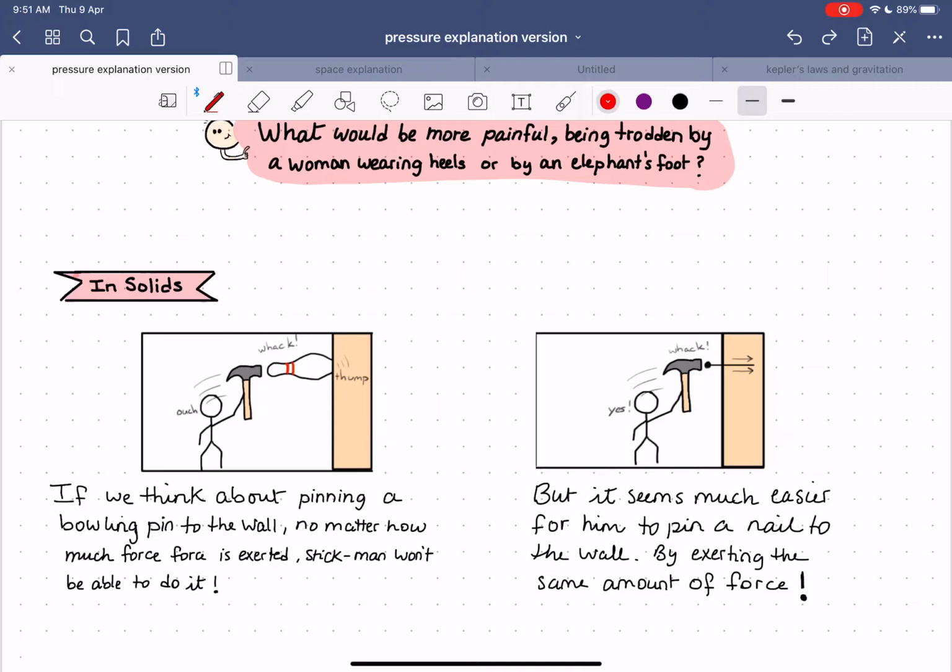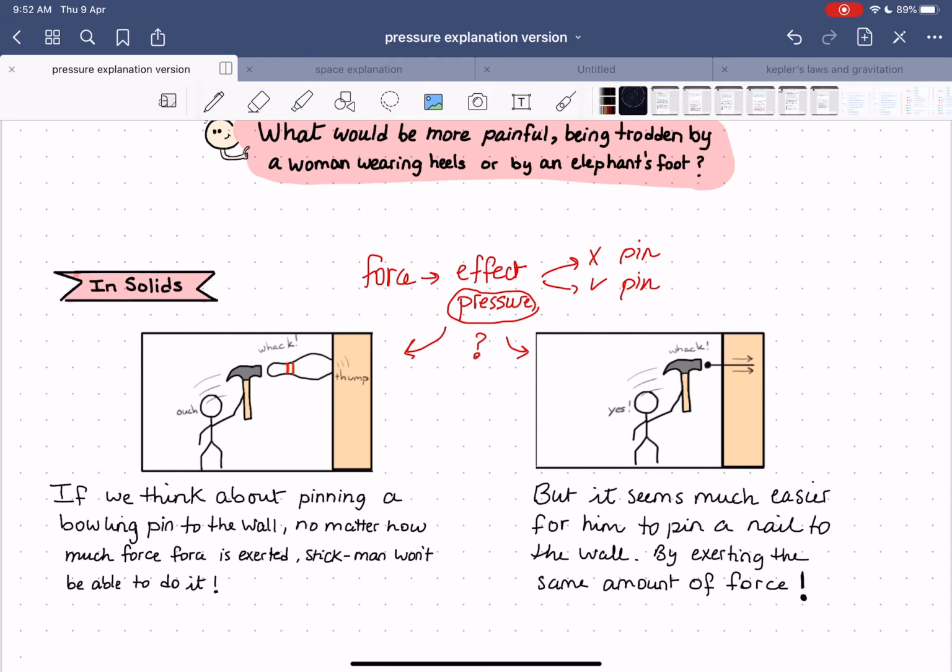While the same amount of force exerted on the nail was enough for the nail to be pinned to the wall. So here we're talking about how the force is creating an effect, and this effect is called the pressure, which should be enough to either pin or not pin an object to Stickman's wall. So we need to see why this effect, the pressure, was successful when we used a nail and wasn't successful when we used a bowling pin.